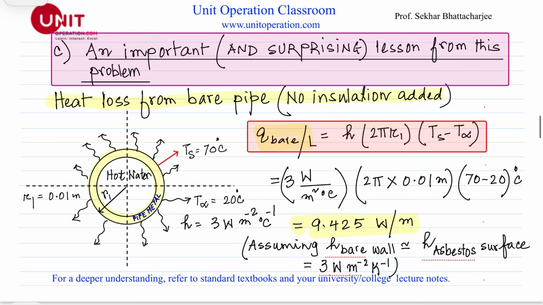Okay, an important and surprising lesson from this problem. Let's see what the heat loss from the bare pipe would be. Let's assume there is no insulation at all. So what will be the heat loss? This heat loss would be, of course, the heat transfer coefficient times the area. There's no insulation, so that is 2 pi R1 here. We know the R1 value is 0.01 meter, Ts is 70 degrees Celsius, and T infinity is 20 degrees Celsius. So if there is no insulation, the heat loss will be 9.425 watts per meter.